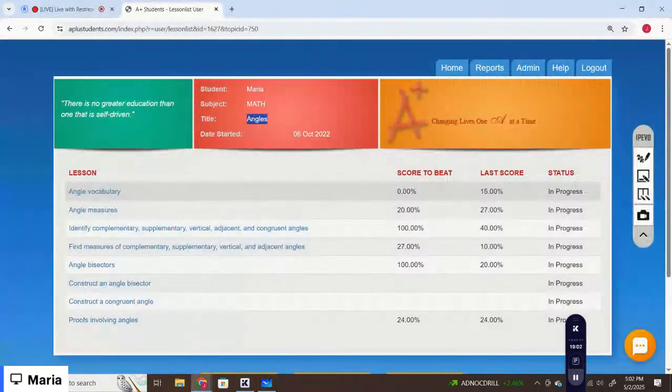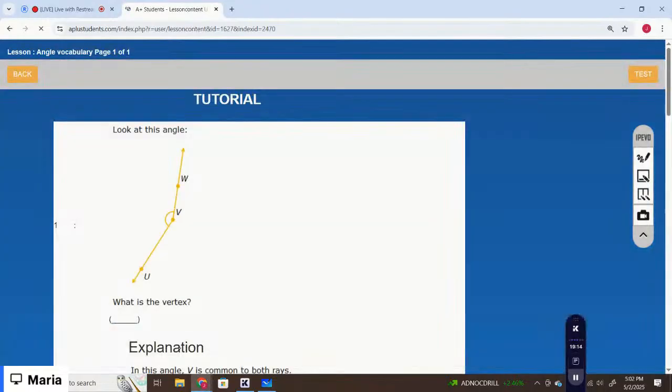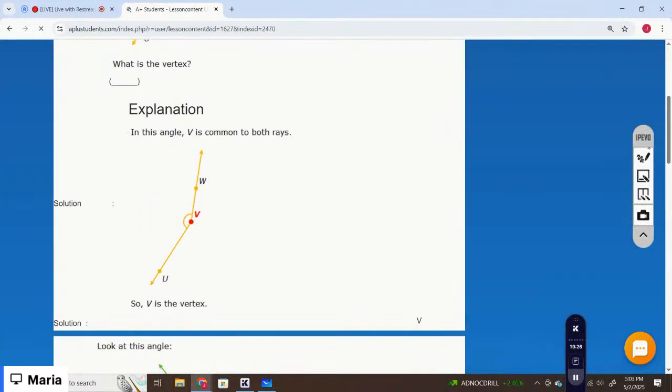Here I'm in grade 10 math. The chapter we are on right now is angles. Let's just start with the first lesson, that is angle vocabulary. Angle U, V, W. Angle V is the vertex, because V is common on both ways, so V is the vertex.